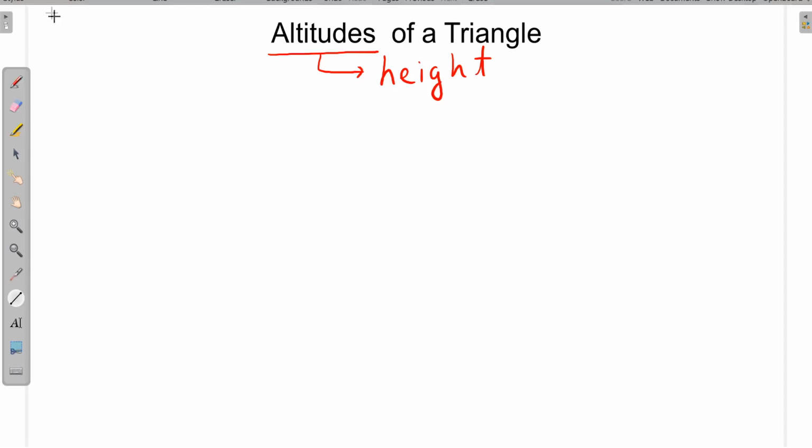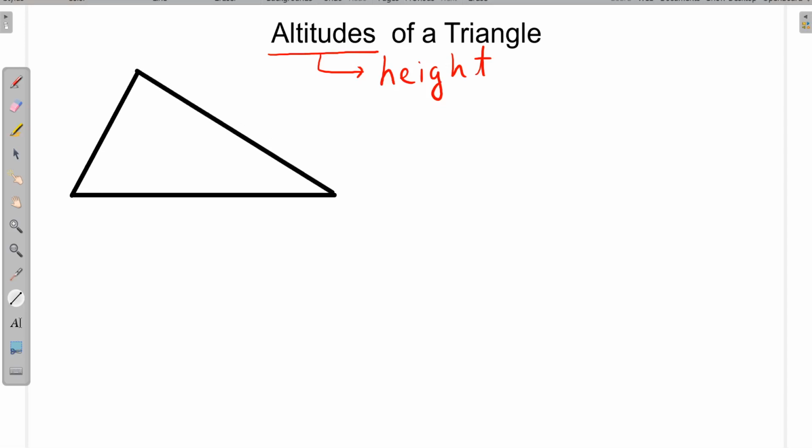So here I am drawing the triangle. Suppose that this is the triangle. I have drawn the triangle and we have to name it. So this vertex is A, then B and then C. The altitude is always drawn from a vertex and it falls on the opposite side perpendicularly. So this is the vertex A and we have to measure the height of this triangle.